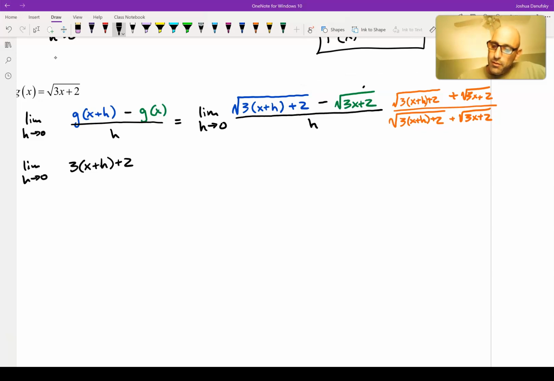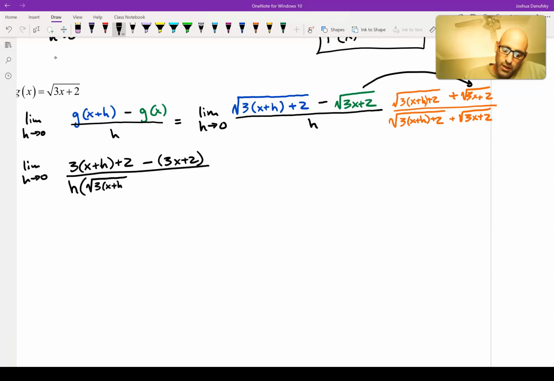But then the last multiplication, this is kind of like FOIL, right? First, outers, inners, last. You're doing all your multiplication. We're multiplying the green square root times the orange square root and back. A positive times a negative is a negative. And then everything comes out of the square root, but we have to remember we're subtracting that 3x plus 2 that comes out of the square root. On the bottom, I'm just going to leave the h, and I'm going to multiply it by the square root of 3 times x plus h plus 2 plus the square root of 3x plus 2.